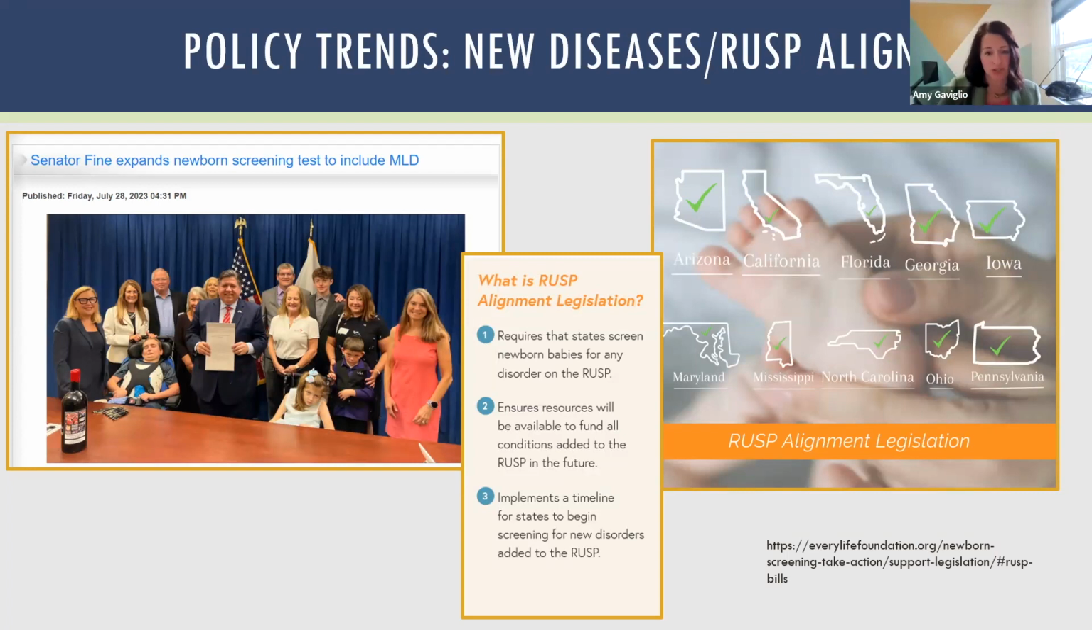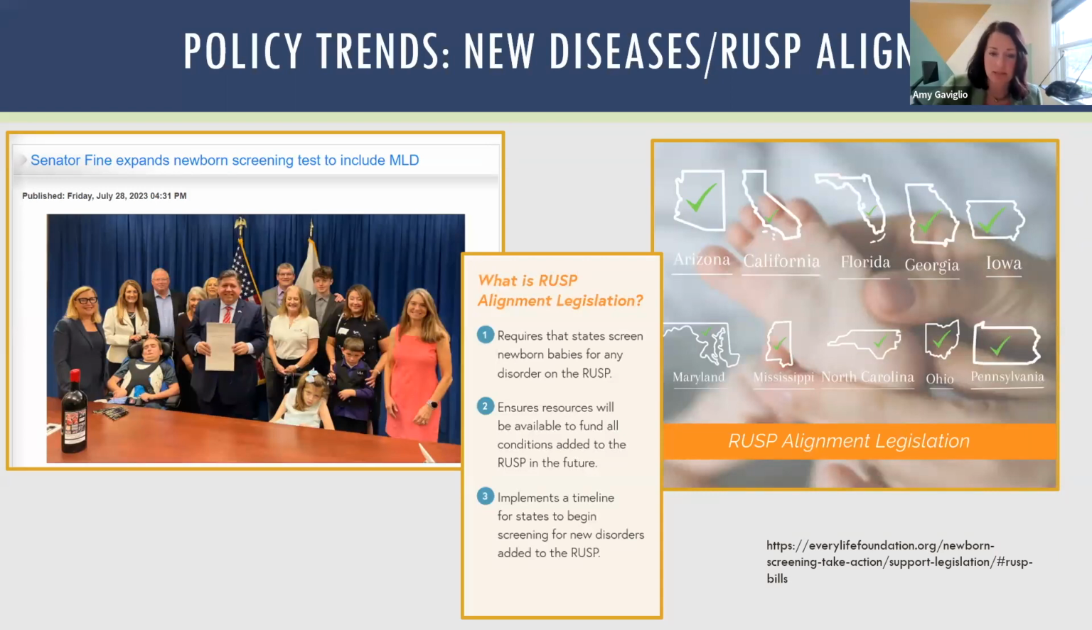RUSP alignment legislation, though, really tries to go above and beyond just saying, hey, you have to do this and you have to do this within a certain time. They do seek to understand what the barriers are within newborn screening programs to timely implementation of screening, and can use this legislation to help codify additional language that maybe can help address those barriers. So in addition to these RUSP alignment legislative efforts, we also see direct legislative efforts to simply add a single disease to a single state's newborn screening panel.